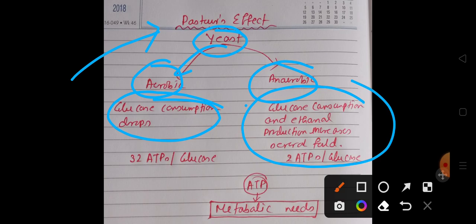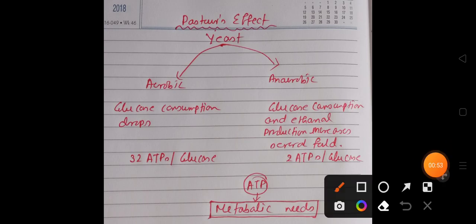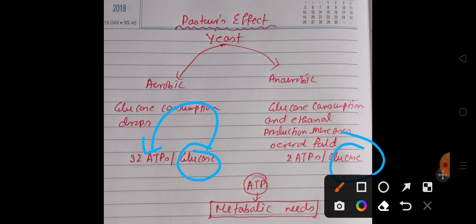Now he tried to find out the reason behind this. And during his findings, he observed that for a yeast, from one molecule of glucose, it can get 32 ATP. Not just for yeast, but for all. And in anaerobic condition, a yeast can get 2 ATP from one molecule of glucose.